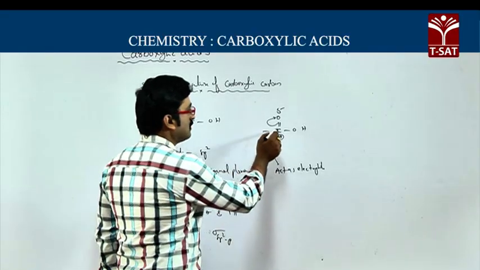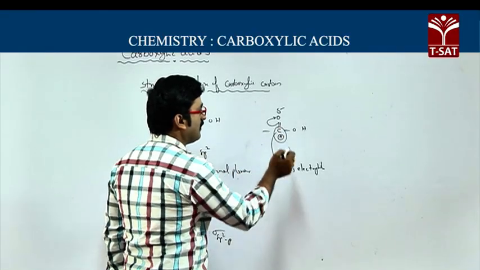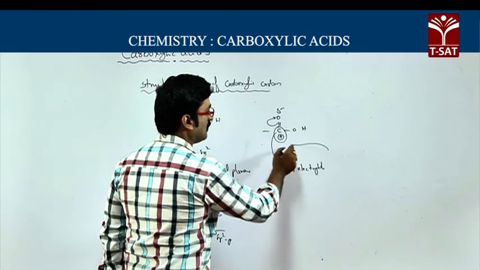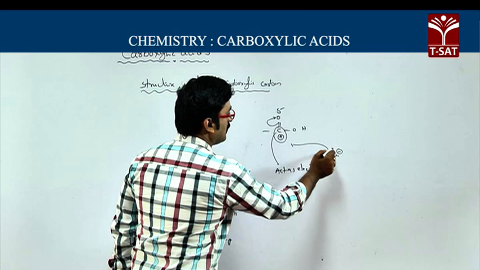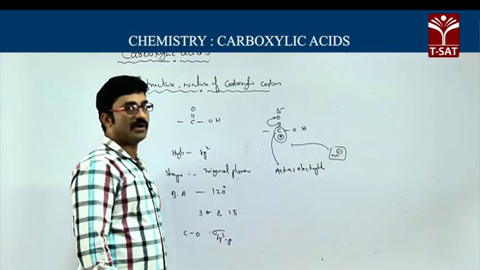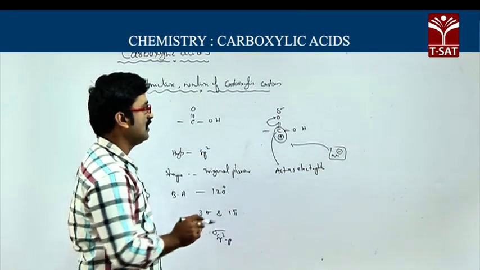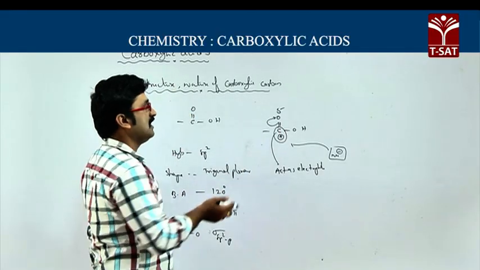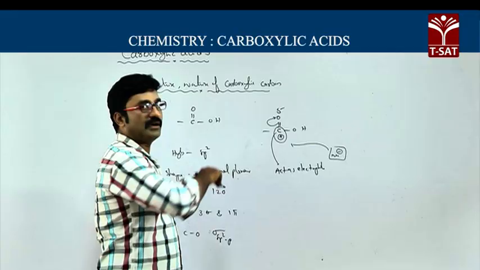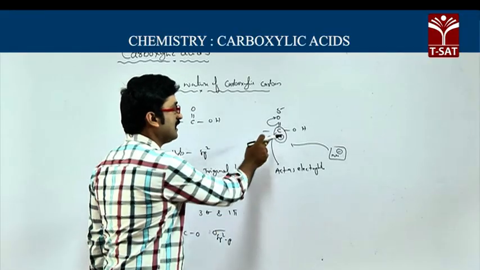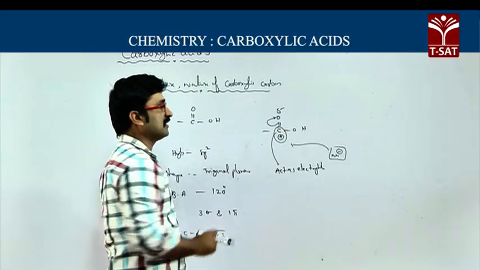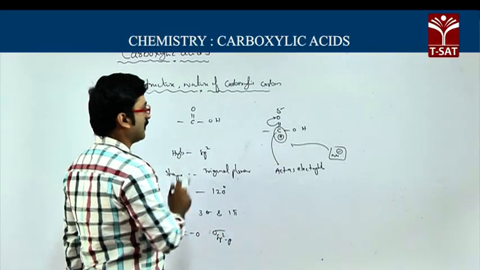It means this carboxylic carbon will have a tendency of attracting the nucleophile. Nucleophile is nothing but an electron rich species. Okay. So, whenever carboxylic carbon is involved in chemical reactions, it will try to get a nucleophile because it is having a positive charge, it becomes electron deficient. So, it acts as an electrophile. Okay.